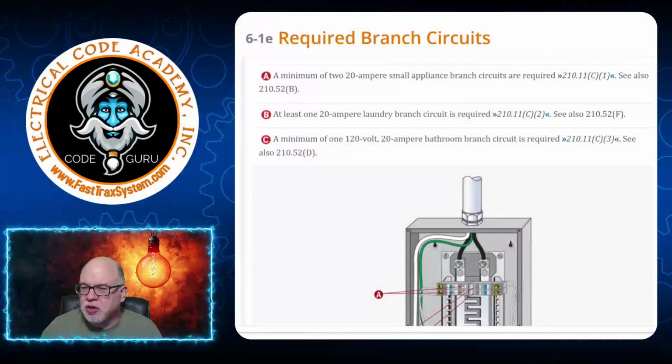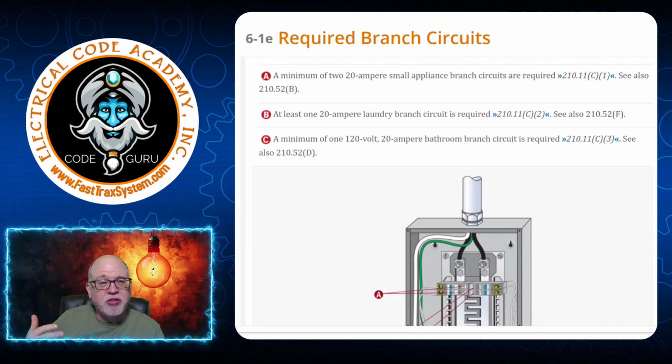Okay, so let's look at what we're talking about right here. We're in 6-1E. We're talking about the required branch circuits. There are certain branch circuits in a dwelling that are required, and we're going to look through each one of these. There are others that you could add, like an EV circuit, or if you have a garage and you're going to have a branch circuit for that garage. So these are the required minimum branch circuits. You obviously could have more than this, okay?